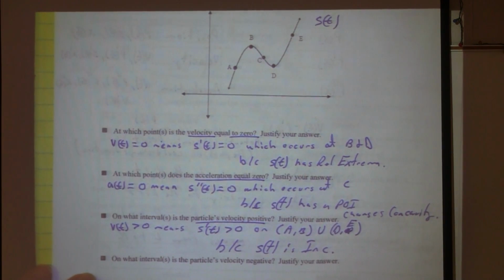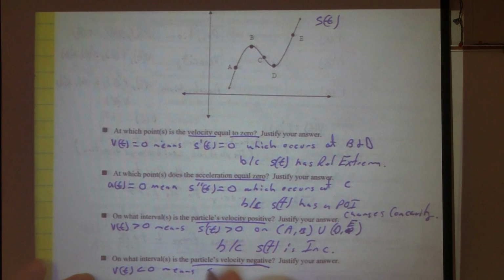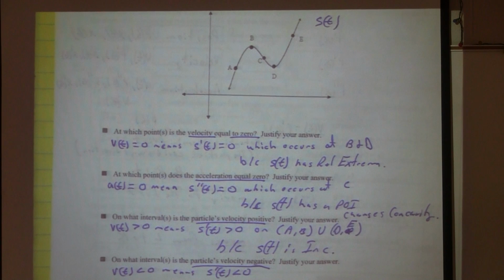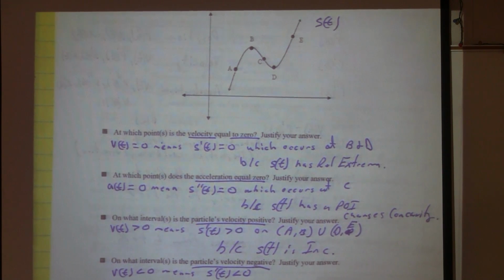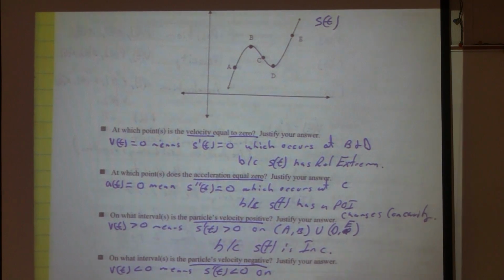Alright, on what intervals is the particle's velocity negative? The velocity has to be less than 0. That means the first derivative of the position has to be less than 0. And if the first derivative of anything is negative, that means the original function has to be decreasing. So where is this curve decreasing? B to D. That's because S of t is decreasing.